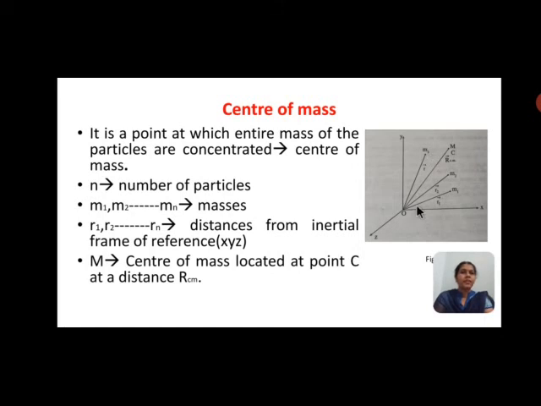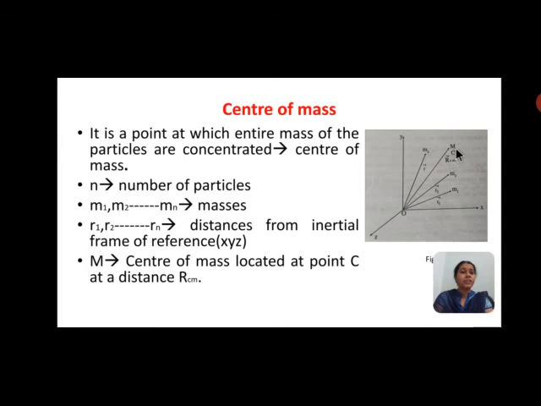So they are at some distance from the inertial frame of reference. How much is that distance? From the origin to m1 it is at distance r1. From the origin to m2 it is at distance r2, and this is r3, up to rn for the n particles. Here in this figure we can see the capital M we have written. Capital M means the mass of the entire system, the combination of m1 plus m2 plus m3 up to mn gives rise to the capital M.